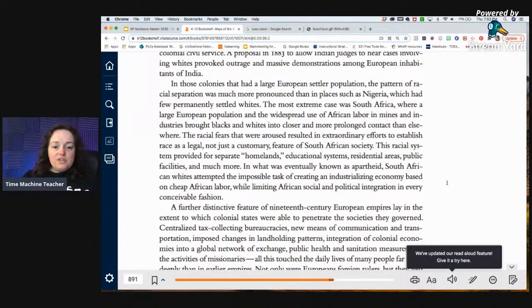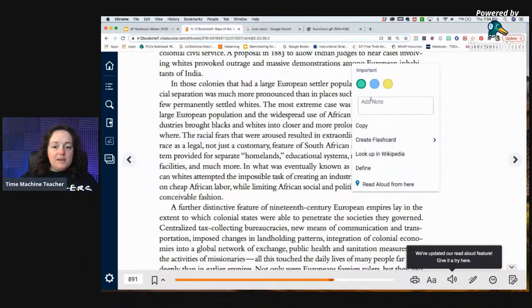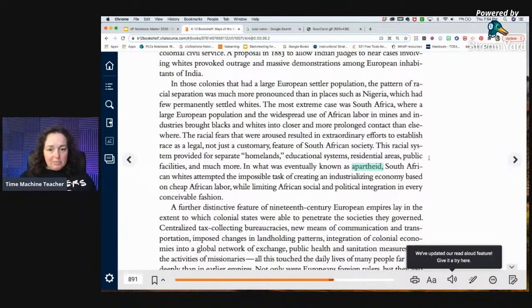The racial fears that were aroused resulted in extraordinary efforts to establish race as a legal, not just a customary, feature of South African society. This racial system provided for separate homelands, separate education systems, residential areas, public facilities, and much more. It was eventually known as apartheid. So you want to write down this word. It was the separation of white and black people. Apartheid.